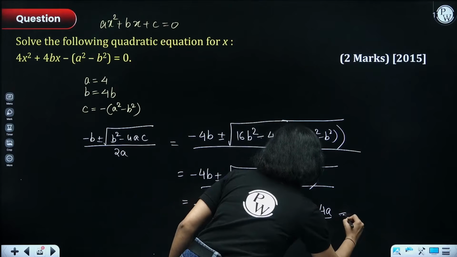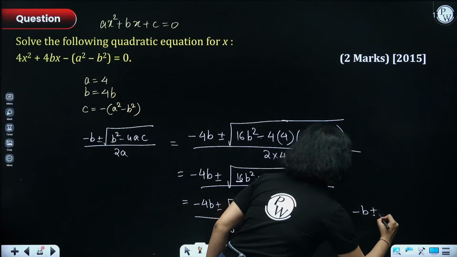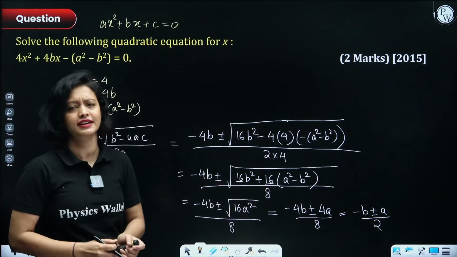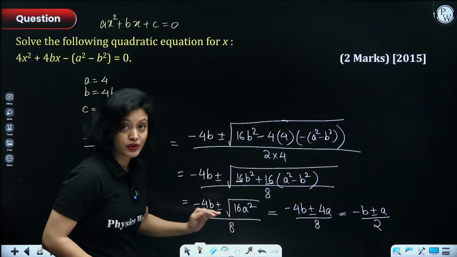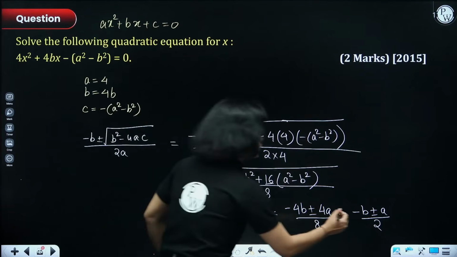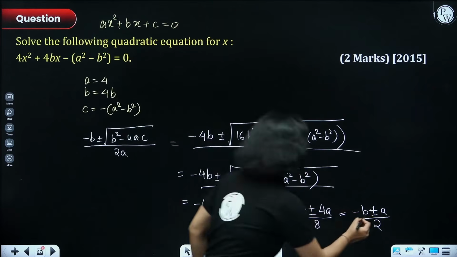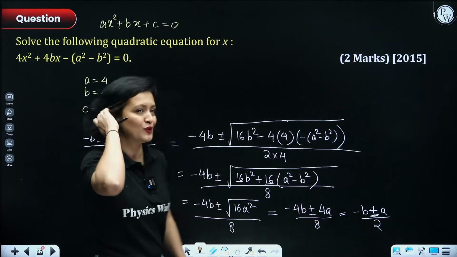So which you can simplify as minus of b plus minus a over 2. I have taken 4 and just cancelled 8. Okay? So this we get. Now you have to write the individual roots. So how will you write the individual root? The first root would be minus b plus a. The second root would be minus b minus a divided by 2. Divided by 2 also. Sorry guys.